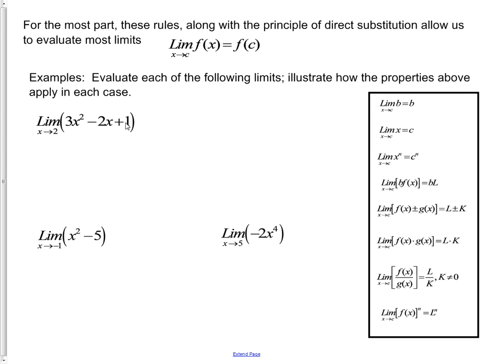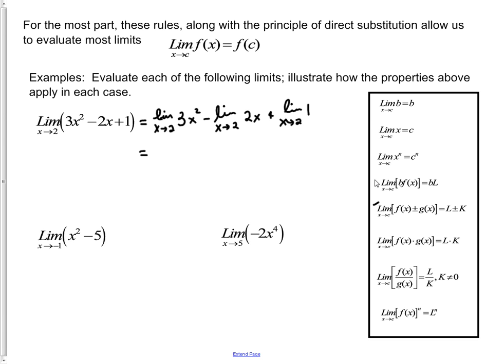to indicate it. So for example, right here, and I'm just going to illustrate these rules right here on the right with this first example, are saying the limit as x approaches 2 of a function like 3x squared minus 2x plus 1 is really the same by our sum and difference rule right here as saying taking the limit as x approaches 2 of 3x squared minus the limit as x approaches 2 of 2x plus the limit as x approaches 2 of the quantity 1.